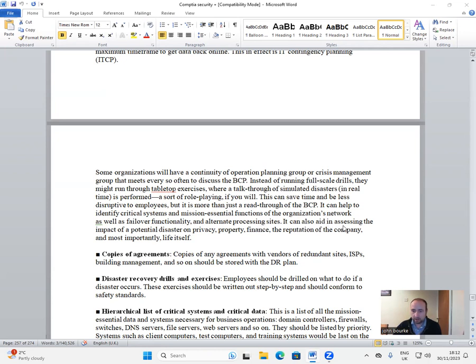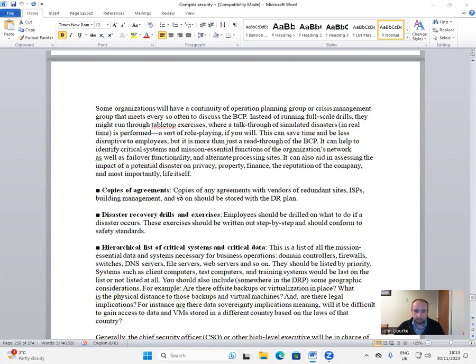It can also aid in assessing the impact of a potential disaster on privacy, property, finance, the reputation of the company, and most importantly, life itself. Copies of agreements with vendors, redundant sites, ISPs, building management, and so on should be stored with the DR plan.